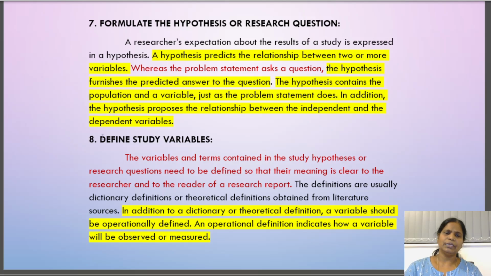Next, the step following the hypothesis is to define study variables. When we say define study variables, the variables we are using in the study or the hypothesis or research question need to be defined. Their meaning in general might be different. Dictionary meaning will be different. Theoretical definitions will be different from the literature sources according to the study we do. But we are supposed to provide operational definitions.